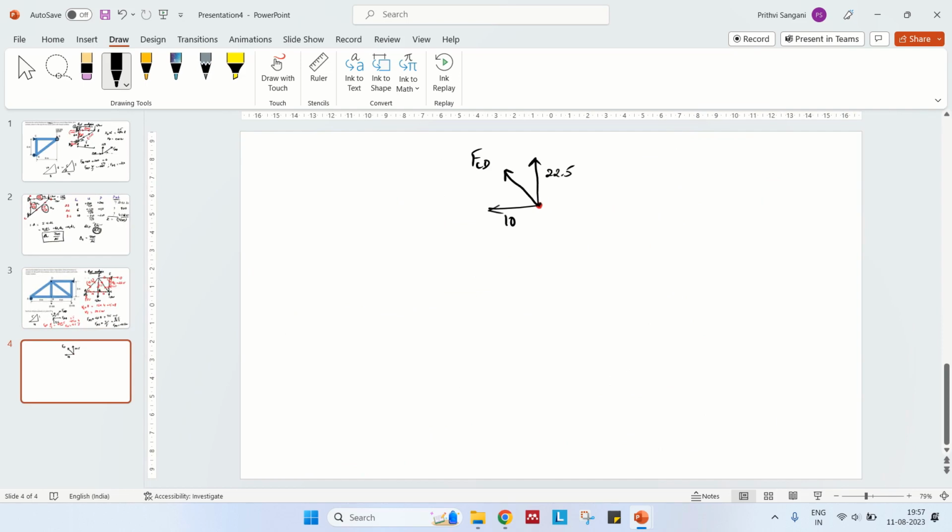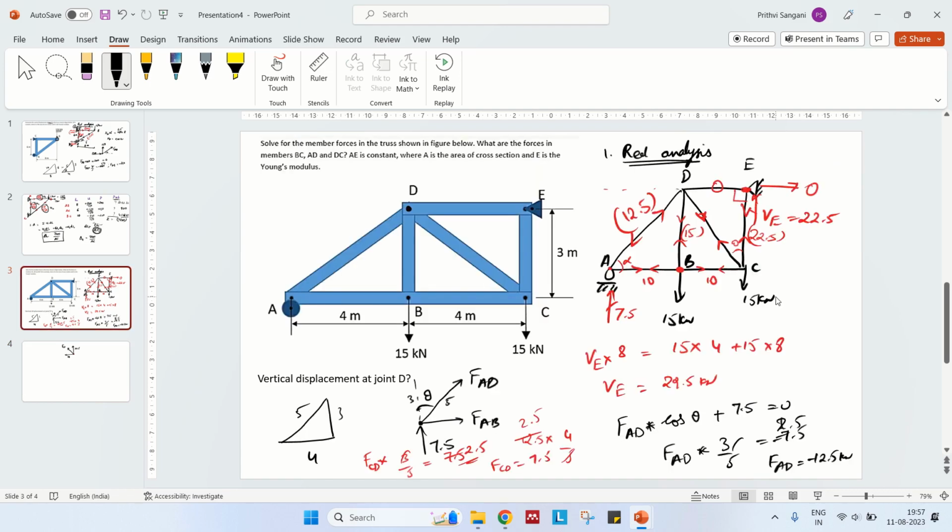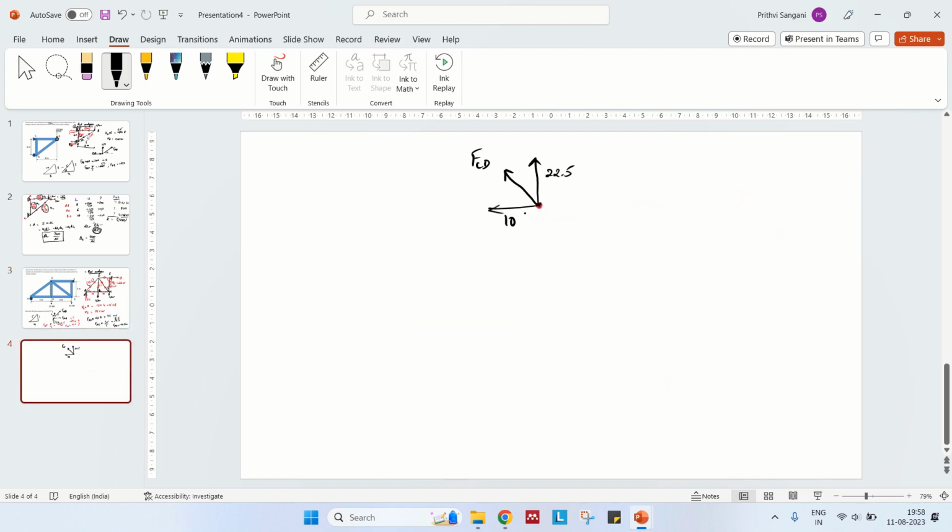FCD has to be found out. And what about the support? Do you have any supports here? Yeah, there is one. Okay, there is no support, but there is an external load of 15 kilonewtons here. So how do we find it?